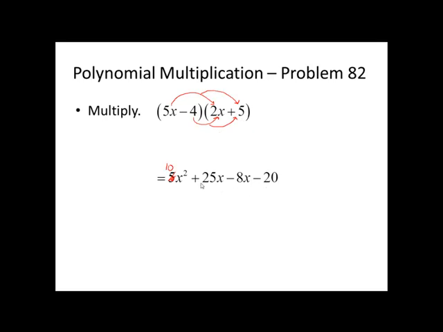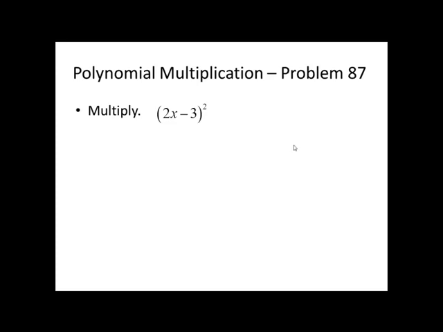At that point, we need to combine any like terms. 25x and a negative 8x will combine to be 17x positive. And I'm sure I made the same typo here. Absolutely. So our final result, 10x squared plus 17x minus 20. For those of you scoring at home, you can go ahead and give me a minus 1 on that.